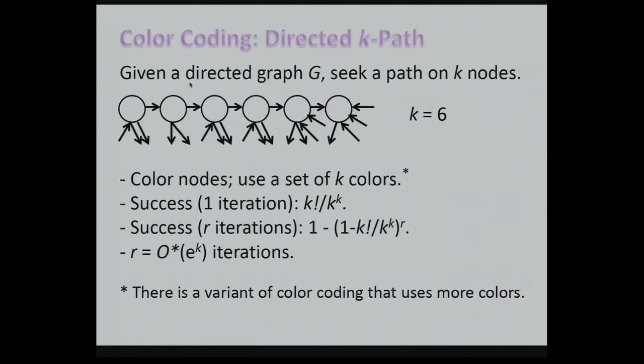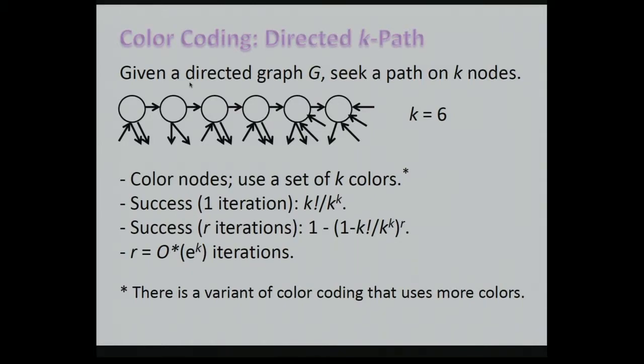So our example will be directed k-path for all of the techniques. In directed k-path, you have a directed graph G, and we ask if there is a directed simple path on k nodes. So here, assume that this is part of our graph and that k is 6. Now, each node gets a color. Here, for simplicity, let's assume that we use exactly k colors. Now, we want to get a colorful solution.